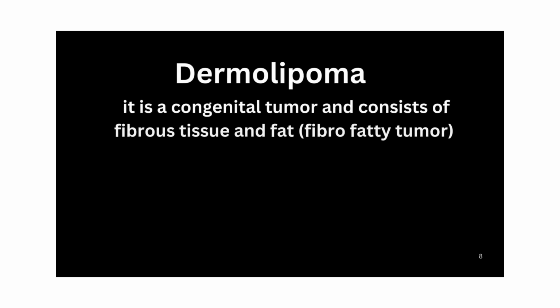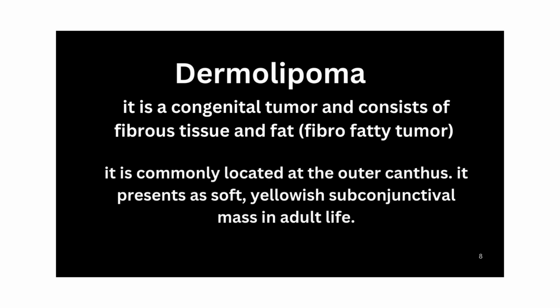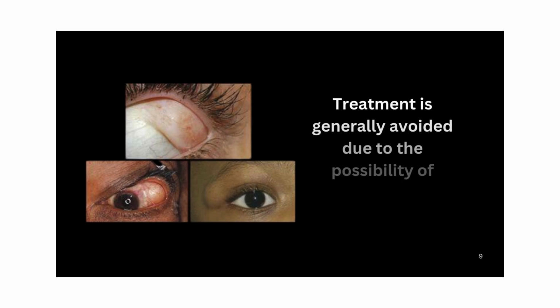Another example of congenital tumor is the dermalipoma. It is a congenital tumor and consists of fibrous tissue and fat, a fibrofatty tumor. It is commonly located at the outer canthus, and it presents as a soft, yellowish subconjunctival mass in adult life. Here are the pictures of patients with dermalipoma located at the outer canthus. Note that treatment is generally avoided due to the possibility of complication.